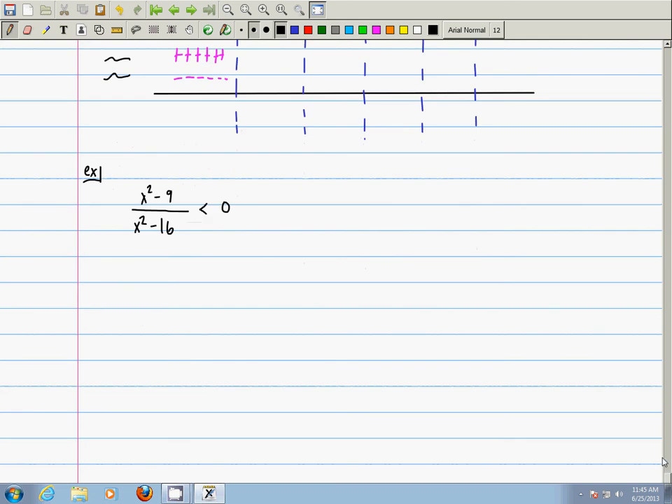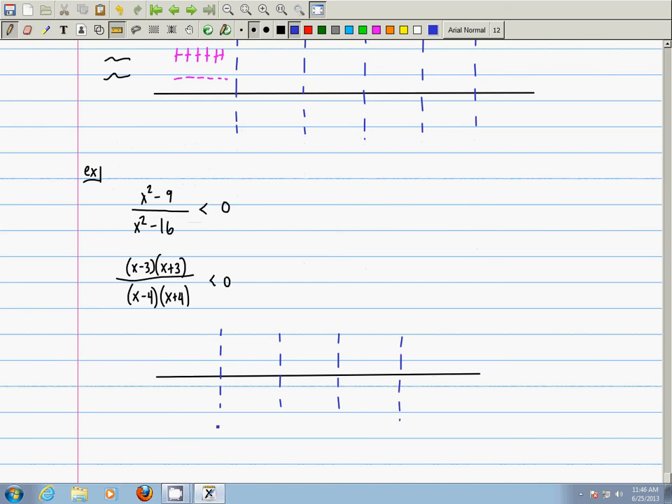What was it? Factor, okay. So I suppose you want me to factor the numerator and the denominator, so I'll factor it. Now what? Yeah, now you find the zeros of the numerator and the zeros of the denominator. You would have something that looks like this. 4 cuts. So x is negative 4, x is negative 3, x is 3, x is 4.